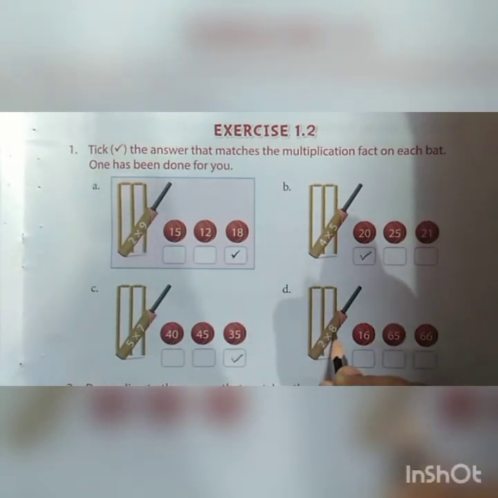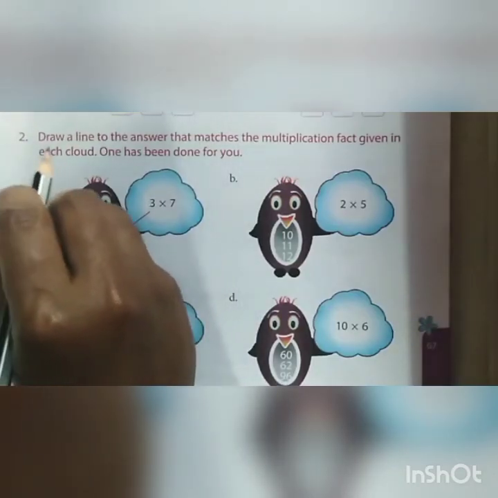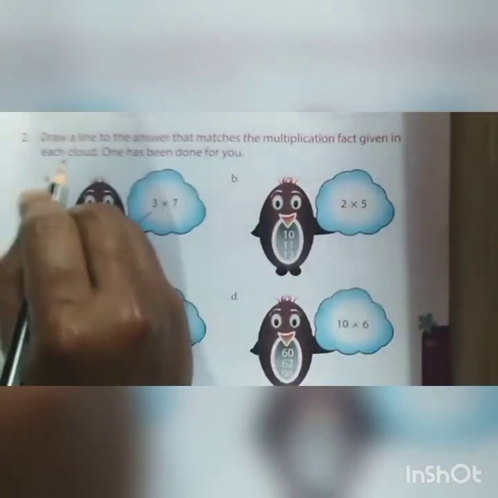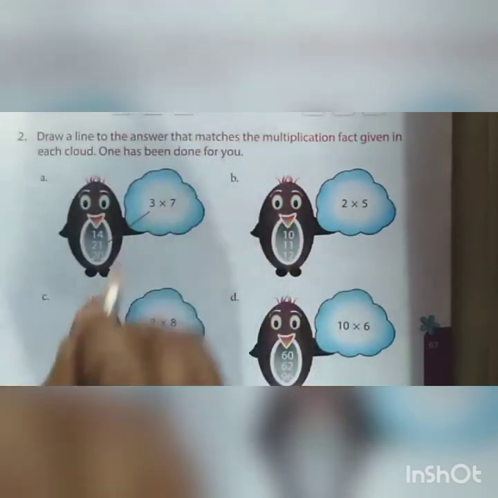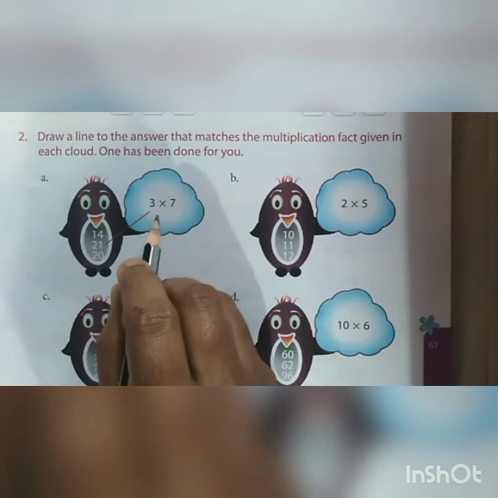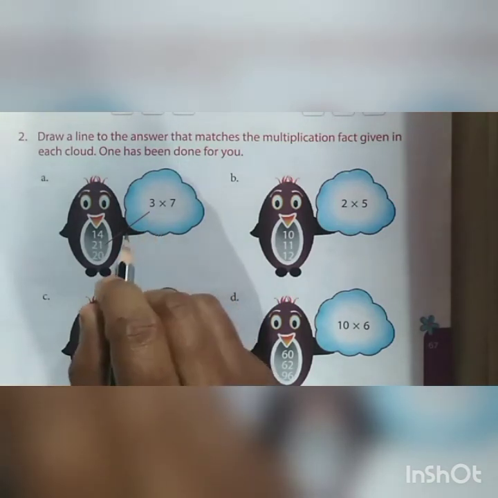Next question, 2 into 8. Here the options are 16, 65, 66. Here we can say the table of 2 for 8. 2 8s are 16. So the answer is 16. Let's do the second question. Draw a line to the answer that matches the multiplication fact given in each cloud. Here one has been done for you. We should choose the correct answer of the multiplication fact given in the cloud. And we should match the correct answer.